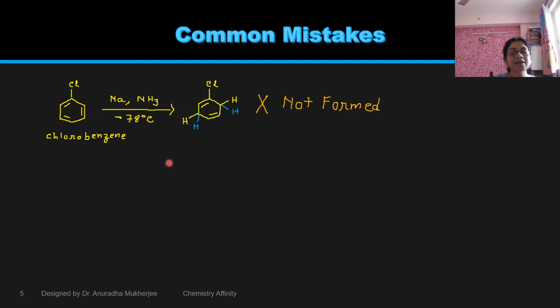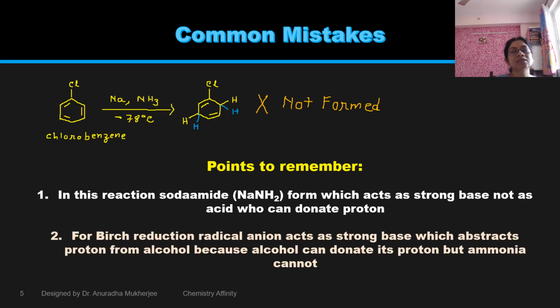For Birch reduction you need the alcohol, because when the benzene radical anion forms, it has to abstract the proton from alcohol, not from the ammonia. So that's why when you use sodium and ammonia at low temperature with chlorobenzene, we don't get the Birch reduction product. Here a different mechanism takes place and we get a different product.